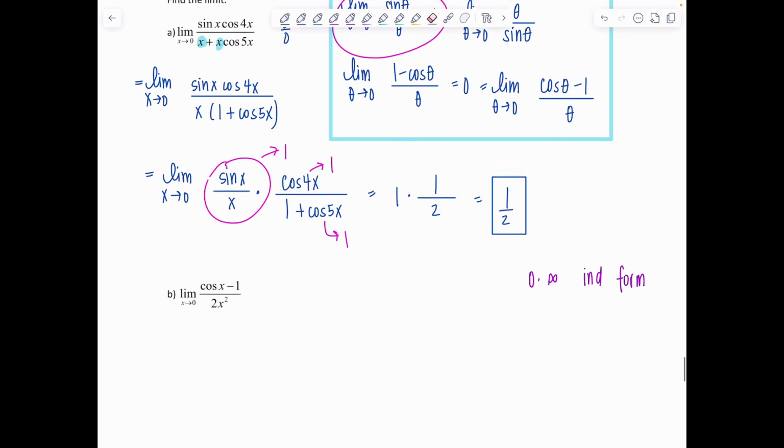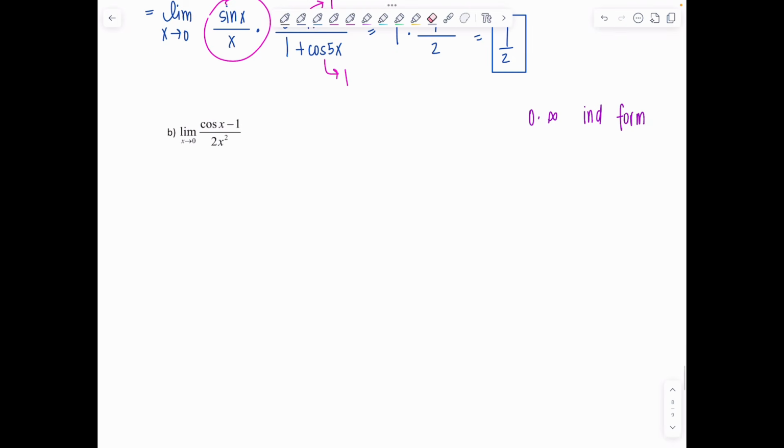We go, oh, cosine x minus 1, another trick I have up my sleeve. Let me multiply by the conjugate, namely cosine x plus 1, and then see if we can get some Pythagorean identities up in here that might help us. Cosine x plus 1. So we've got limit, x goes to 0, this is going to be cosine squared x minus 1 over 2x squared times cosine x plus 1.